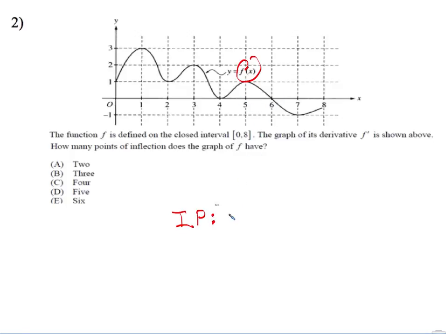Say it again, Joy. F double prime is 0, or it doesn't exist. Ooh, close. So let me write this down underneath this, because that is still really important. F double prime equals 0. That gives us the possible IP. But it's not an IP unless something very specific happens.